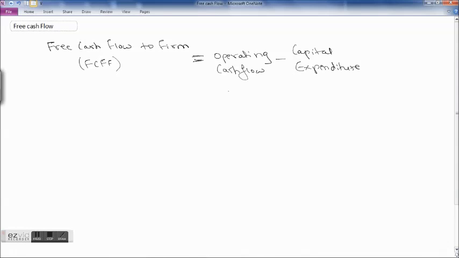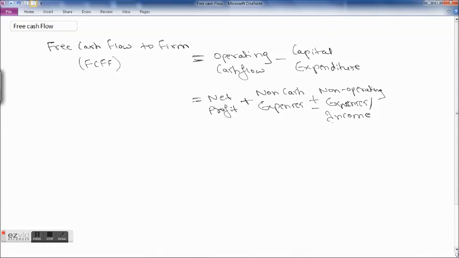Now if there is no operating cash flow and net profit is given, how do you do it? Net profit plus your non-cash expenses, plus your non-operating expenses or income. If there is an income, you have to reduce it. If there are expenses, you have to add it.